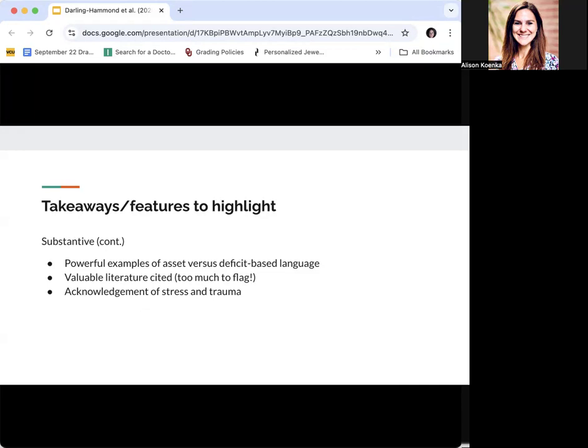Final takeaway that I wanted to highlight from a substantive perspective is how much I appreciated the author's discussion, explicit acknowledgement and discussion around the really concerning role of stress and trauma, and that those experiences can play in the learning experience specifically. That wasn't very well articulated by me, but hopefully you all understand what I'm trying to get at.